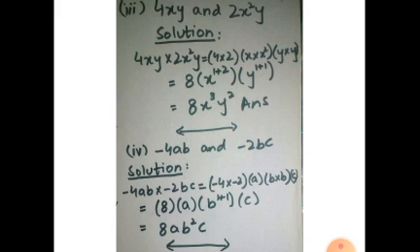Now when I multiply the numbers 4 and 2, it becomes 8, and minus into minus also becomes positive, so it becomes 8. Then I write a as it is, and then b into b becomes b power 1 plus 1, because there is a 1 in the power of each b. Then I write c, so it becomes 8ab square c. This is the answer.